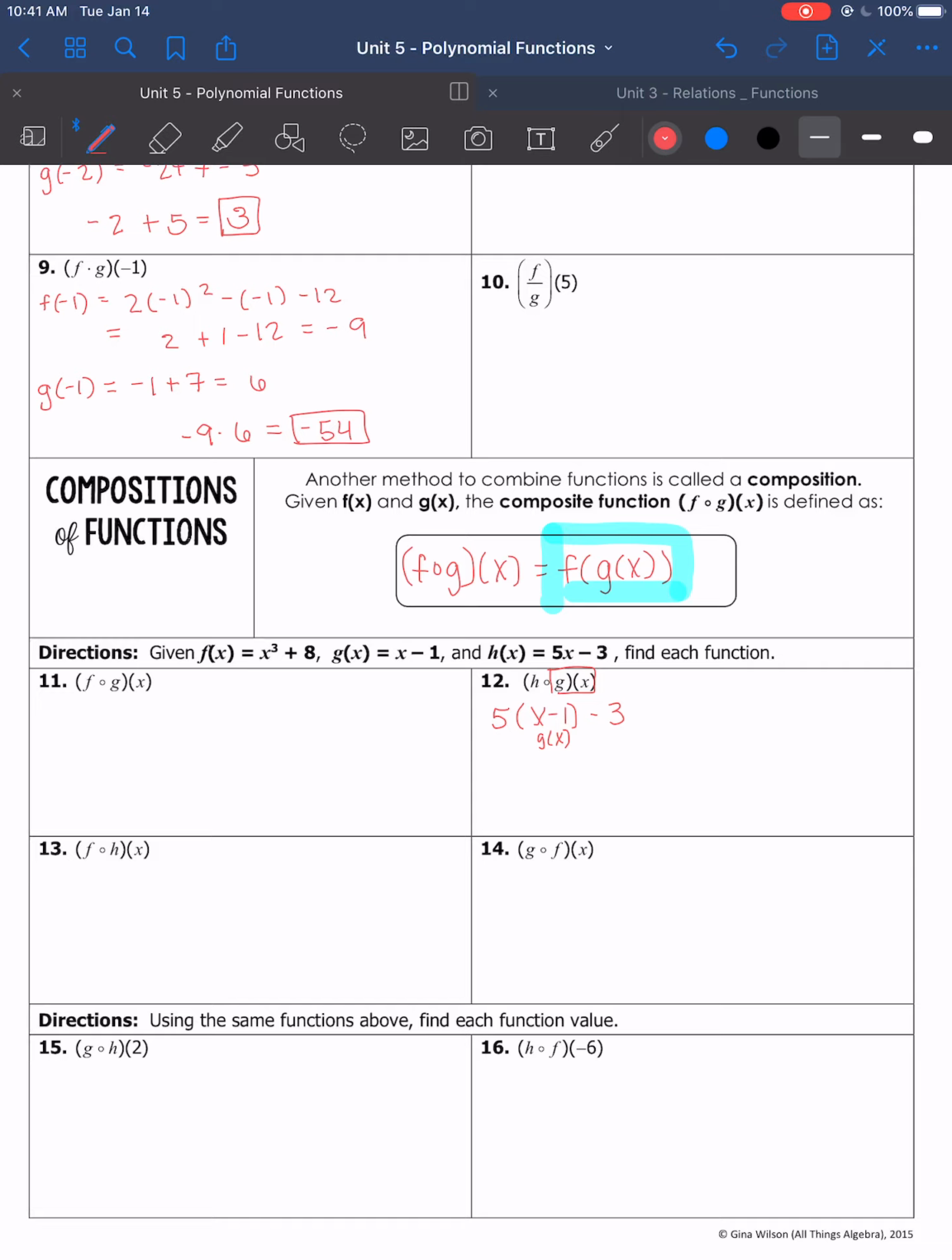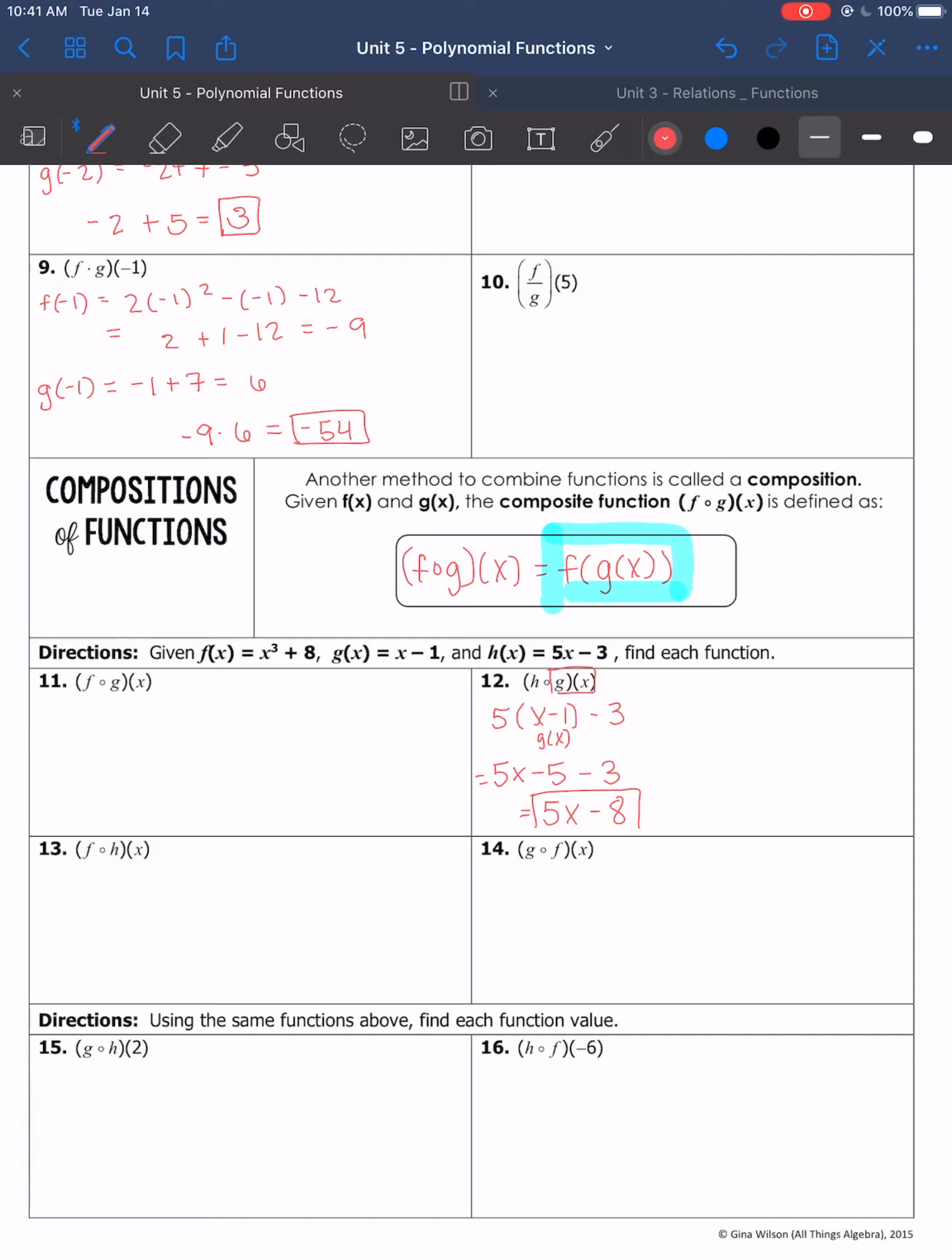So to simplify this, I will distribute the 5. So 5x minus 5, then I have minus 3. So I don't have any other x's. And negative 5 minus 3 gives me a negative 8. So h composed of g of x is 5x minus 8.